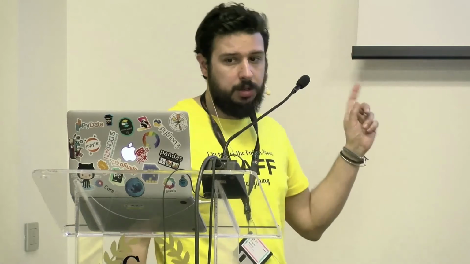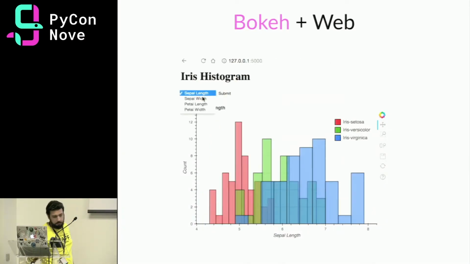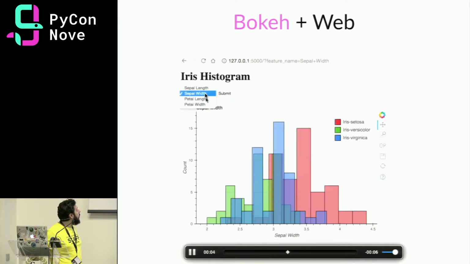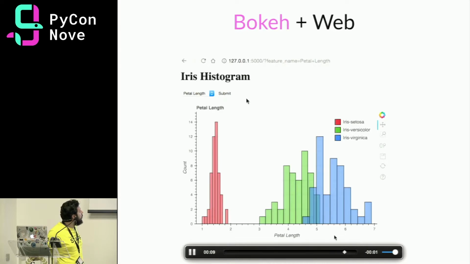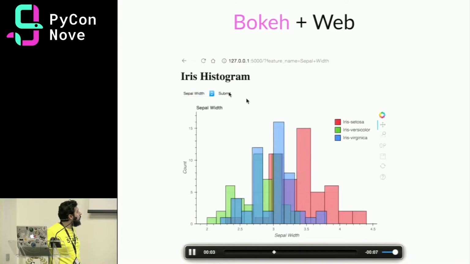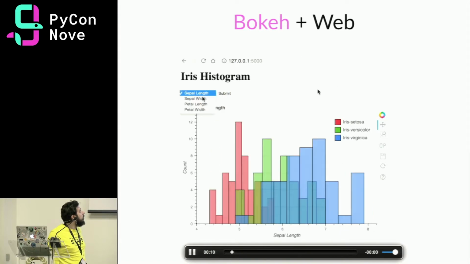So this is an example of a Flask application with Bokeh embedded. So this is a web browser, and this is an HTML form. And then when I switch to the several subsets of the iris dataset, I can change my visualization on the Bokeh components within the web page, just passing in this case my parameters in the URL.